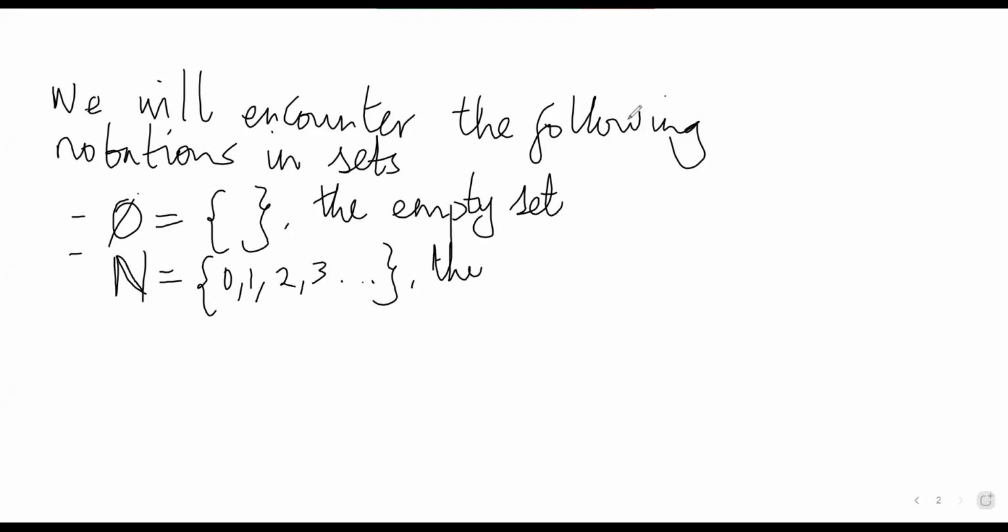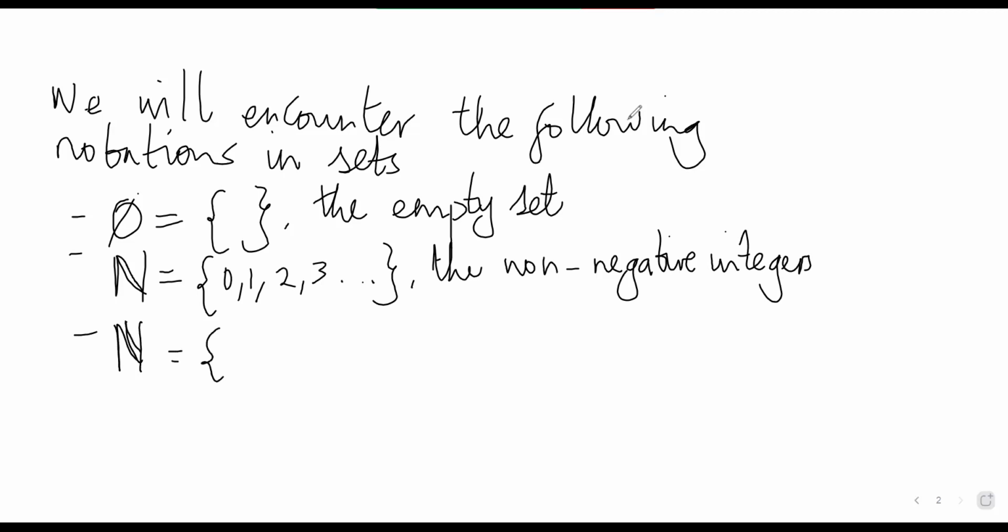So that is the set of non-negative integers. Then you have that one, which is equal to {1, 2, 3, ...}. That is the set of positive integers.